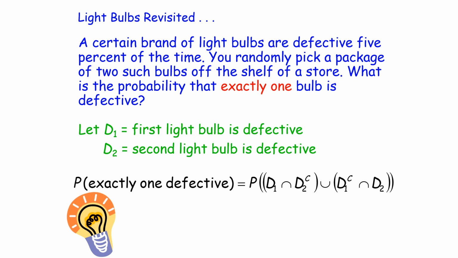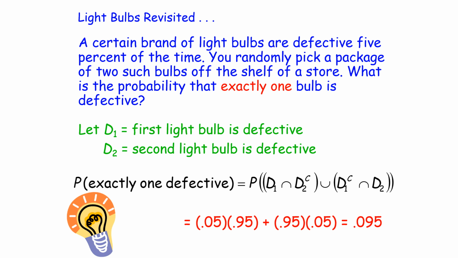Here, the probabilities are going to come out as 0.05 times 0.95 plus 0.95 times 0.05. And that's going to give us a value of 0.095. We're getting these values from that previous example that we did in our video on independence. If you're not really sure about this one, go back and watch that independence video to get a better idea of where the 0.05 and the 0.95 are coming from.